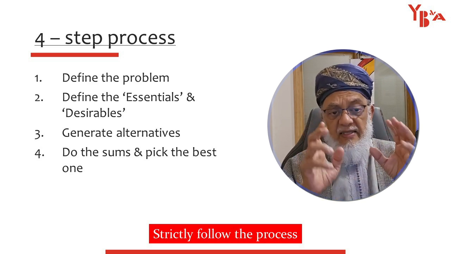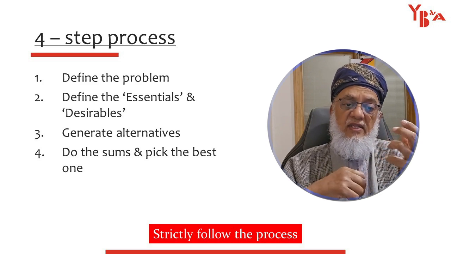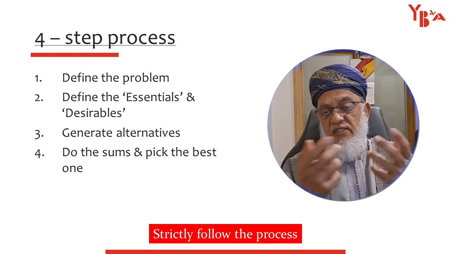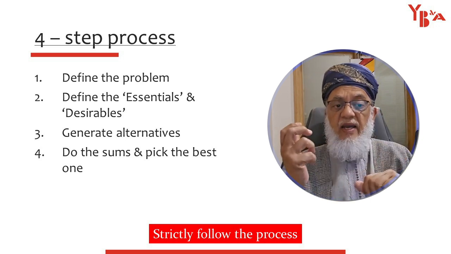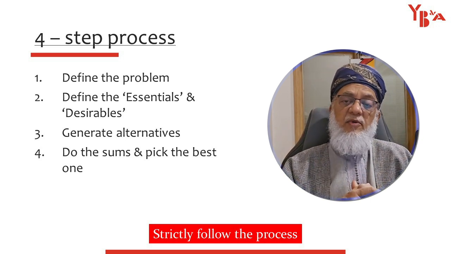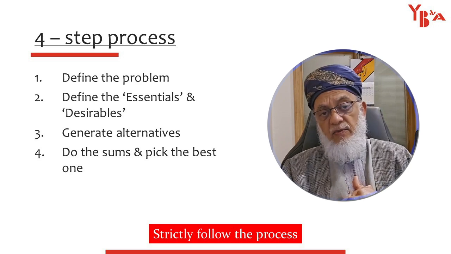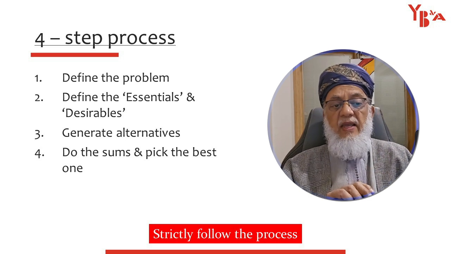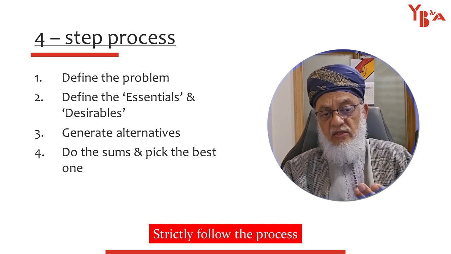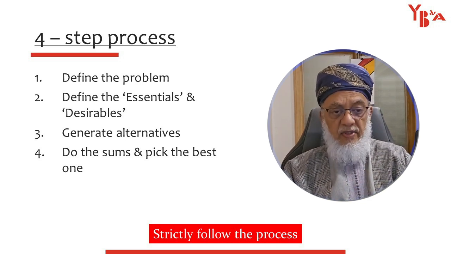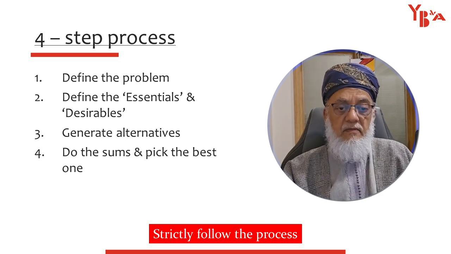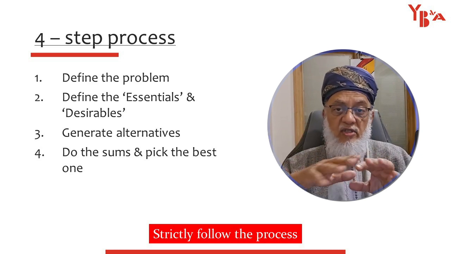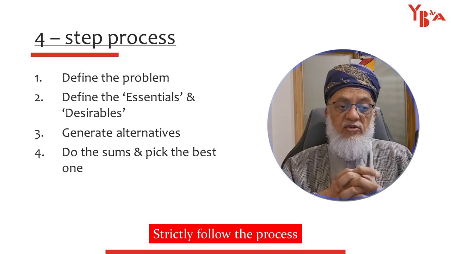Number two, in this problem, define what I call essentials and desirables. We'll come to that in more detail going forward, but just keep these two words in mind: essentials and desirables. And then the third step of the process is to generate different solutions, different alternatives, and then you, as I say, do the sums and pick the best choice. It is very important to strictly follow the process. Don't try to short circuit the process because you will sabotage yourself.